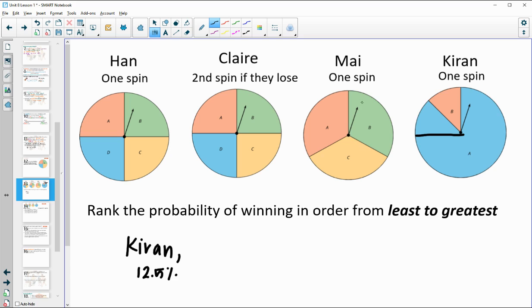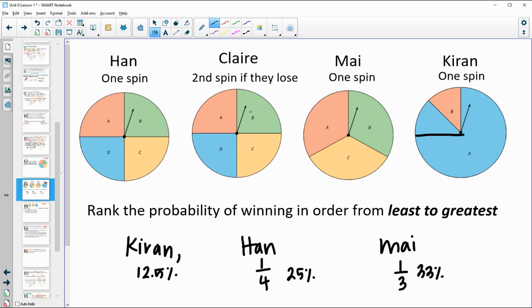Mai's looks like hers is the largest portion, okay, because it's 1/3. So hers maybe looks like it's the best chance or up there somewhere. So hers has a 1 in 3 chance. Han was spinning once and it's a 1 in 4 chance. So his is kind of between those two. That's a 25% chance, versus Mai, if we divide that, would get a 33% chance.